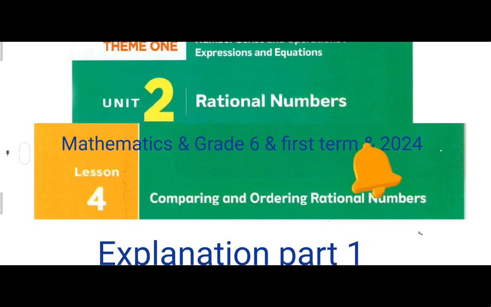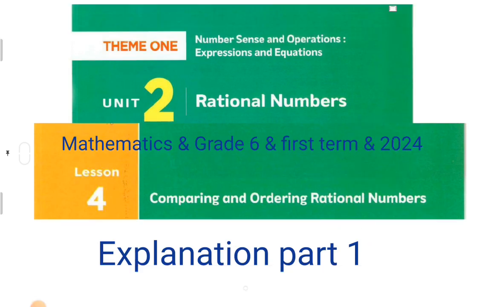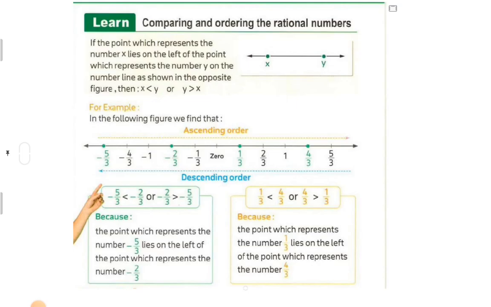Mathematics Grade 6, First Term 2024, Unit 2, Lesson 4: Comparing and Ordering Rational Numbers. Explanation Part Number 1. Learn. Comparing and ordering the rational numbers. To compare and order means to know, for two numbers like x and y, which one is bigger than the other or smaller than the other.